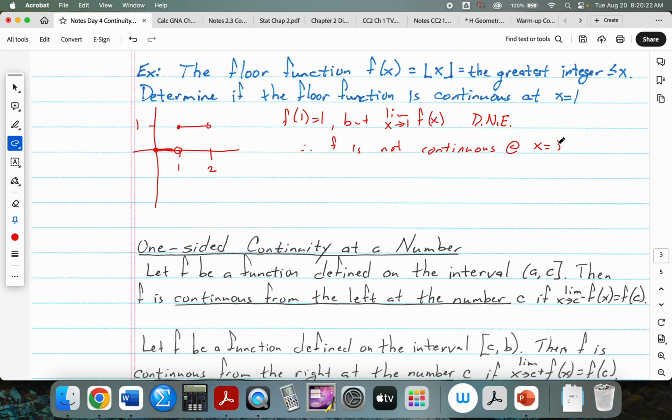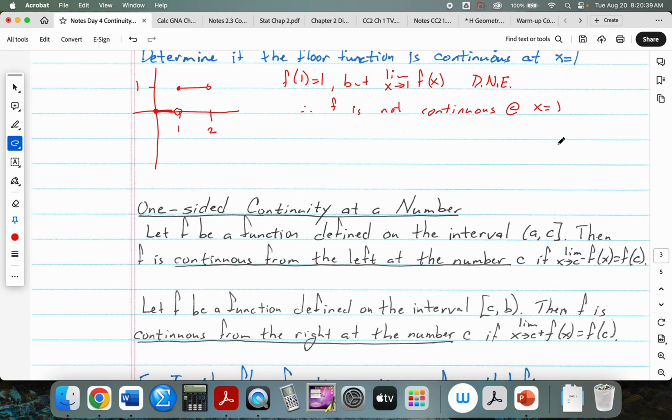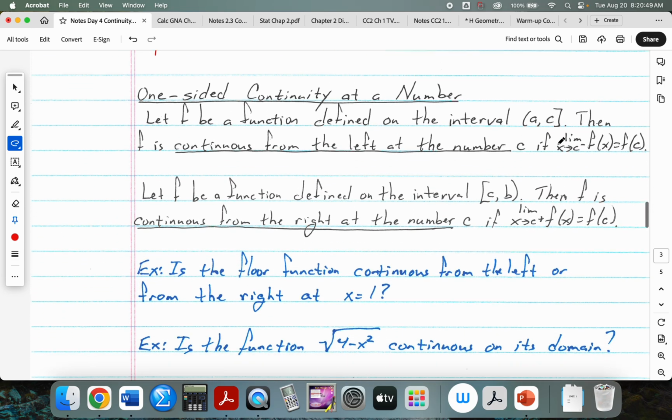And when you're justifying continuity, you always want to talk about it in these terms. Does the function exist? Does the limit exist? Are they equal to each other? Those are the three things you need to look at. Now, we can also have something called one-sided continuity. Your book does some of this. I don't know that I've ever seen an AP problem on it, but it's an interesting thought experiment at least.